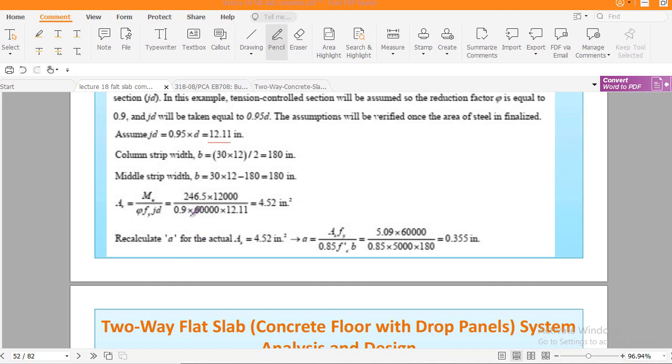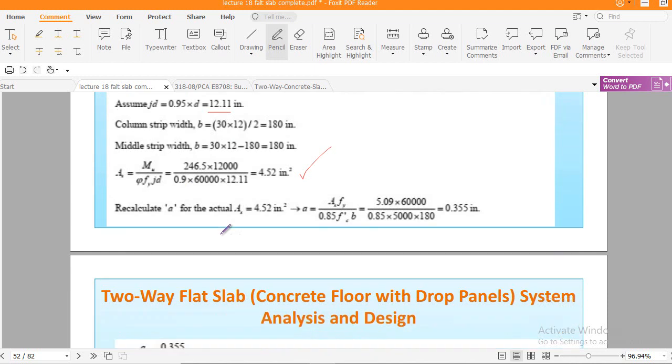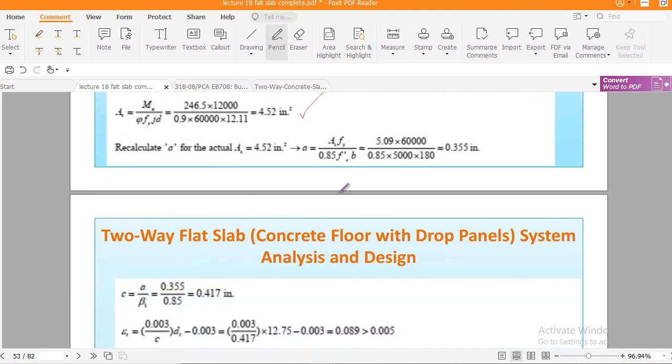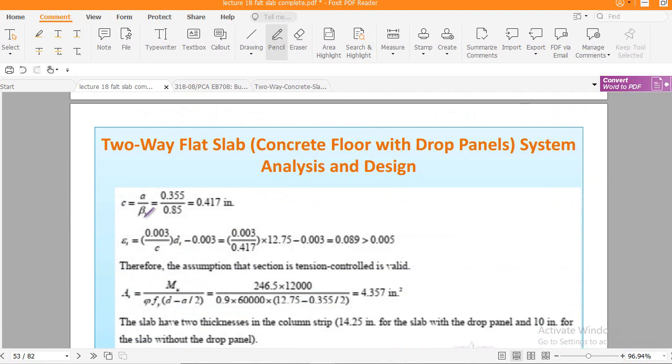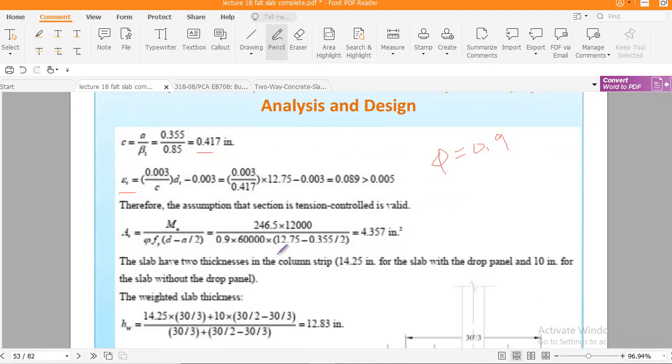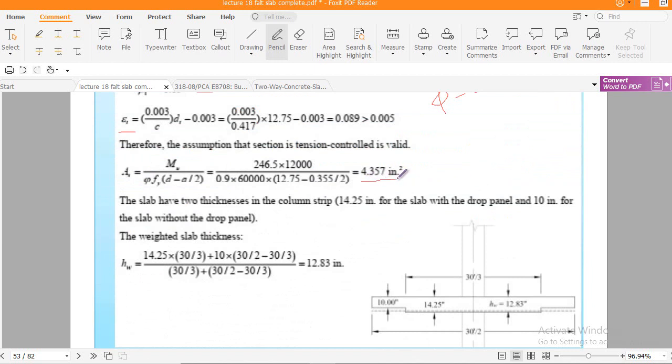So As is calculated from this equation, and again recalculate, okay? And then you have to find your c value, right? And then find this epsilon t value, which is more than 0.005. So this means if the epsilon t value is more than 0.005, our phi value of 0.9 is okay, right? I already explained this whole procedure in so many videos available on my channel. Please go and search the design of continuous beams on my channel. You will find this whole calculation. As is finally 4.357 inch square.